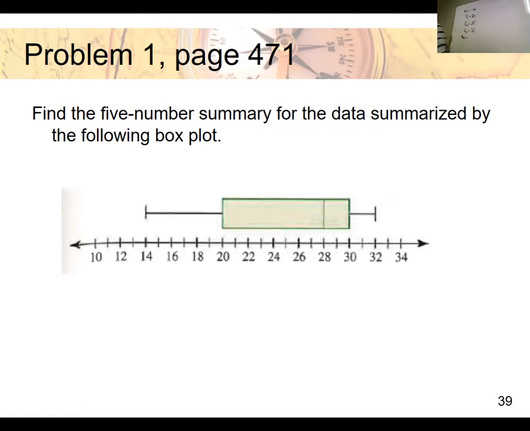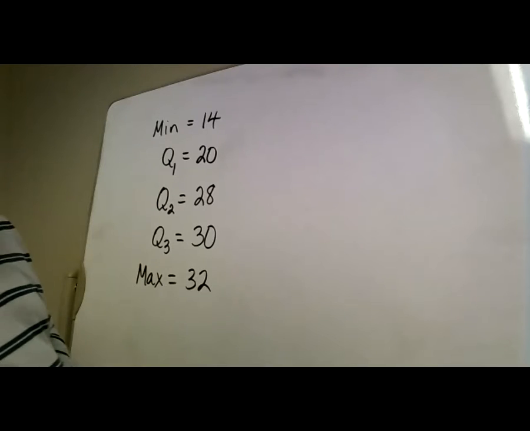And finally, what's your maximum? 32. Okay, that's this line right here. That corresponds to 32. So this is what the five-number summary is. Minimum is 14, Q1 is 20, Q2 is 28, Q3 is 30, and 32 is your max. Okay. Any questions about problem number 1?